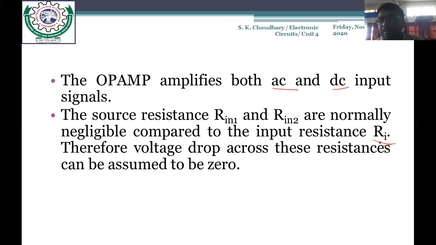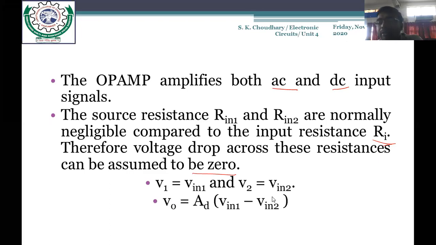So you can neglect the effect of Rin1 and Rin2 compared to the input resistance of the op-amp. If so, the voltage drop across these resistances can be assumed to be 0. If Ri is very much larger than Rin1 and Rin2, the voltage drop across Rin1 and Rin2 is considered 0. This means V1 is equal to Vin1 and V2 is equal to Vin2.